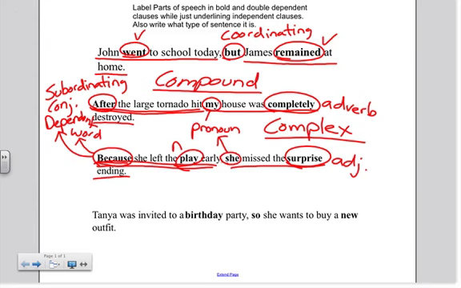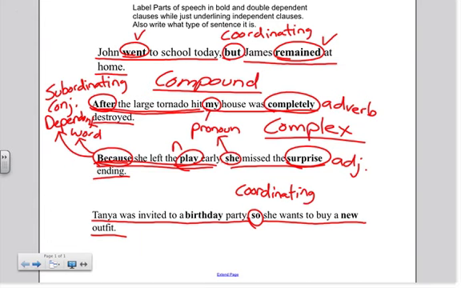Tanya was invited to a birthday party, so she wants to buy a new outfit. Well, we have so, which is a coordinating conjunction, which is a fanboy. We already said that coordinating conjunctions connect only two types of clauses, and that is independent. So we know the rest of it's independent. It has a comma before it. So we know that's a compound sentence, just like the one up before it.